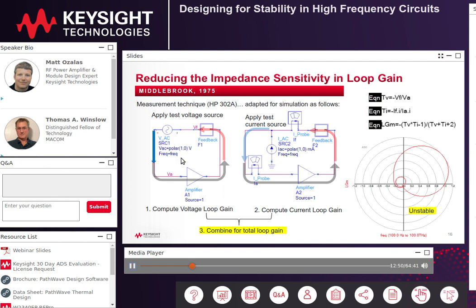Anyway, this concept is pretty fundamental, and in simulation you can emulate the original measurement technique by applying two test sources anywhere in your feedback loop. So one voltage source and one current source, and then you can observe the return. Next, you combine them into a single loop gain value, which is deemed then independent of breakpoint location because of the dual nature of the stimulus. And here I applied this technique to the same test circuit that we had earlier, and you can see that the loop gain does in fact encircle 1, implying now that it's unstable.